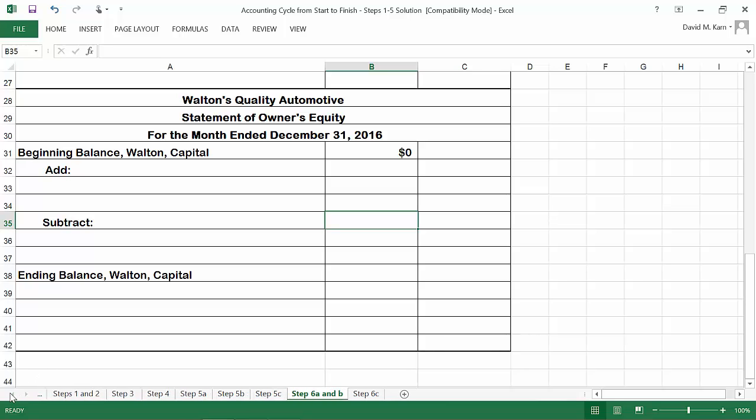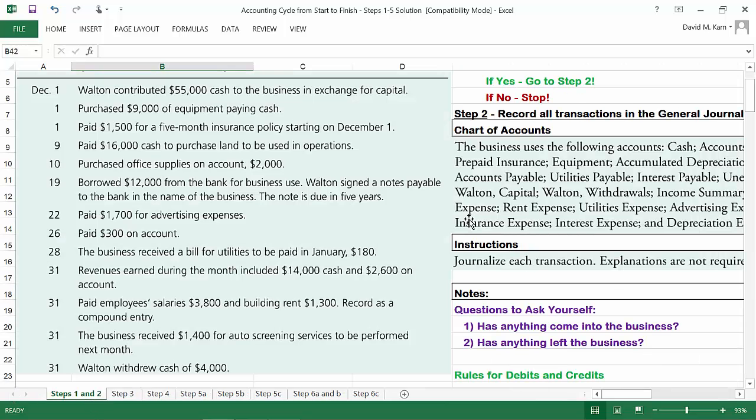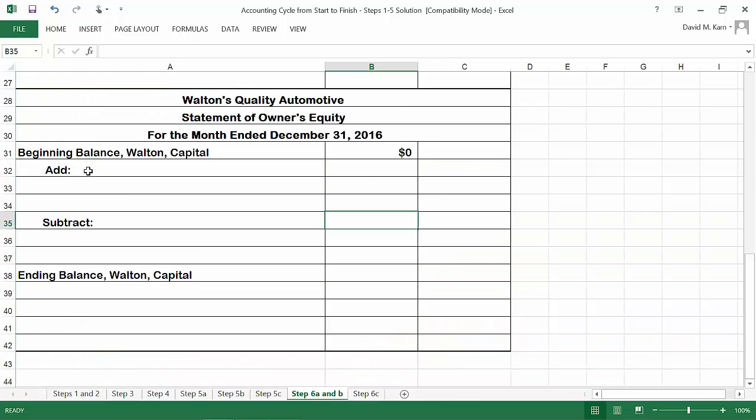And then what we have to remember here is on the first day, if we go all the way back to steps 1 and 2 here, remember the first day Walton contributed $55,000 of cash to the business in exchange for capital. That would be an owner investment or owner contribution. So let's go ahead and fill that in there. We would add that in. So we'll say owner investment. And that was $55,000. You have to be careful here. If you did start off the business at the very, very beginning, you definitely would have a 0 balance. But after this month, the capital will always have a balance going forward.